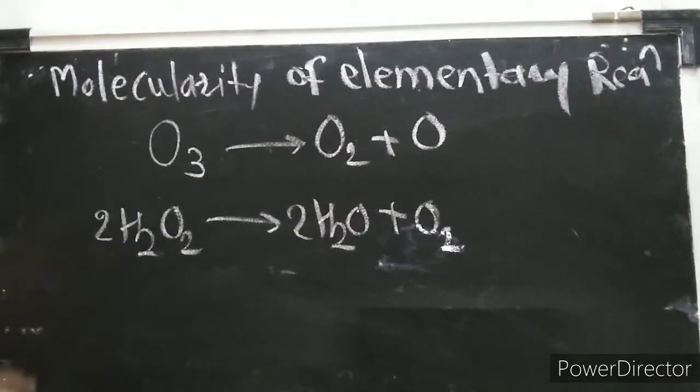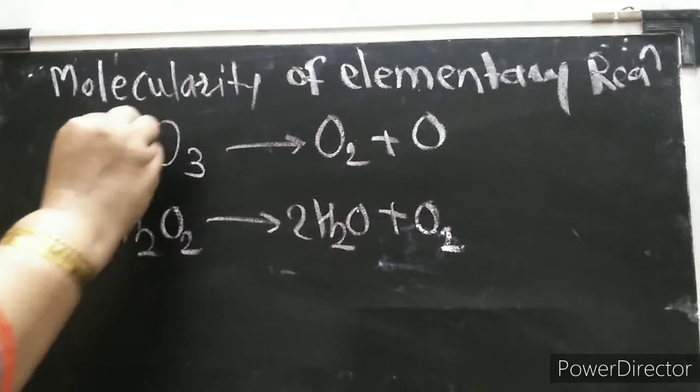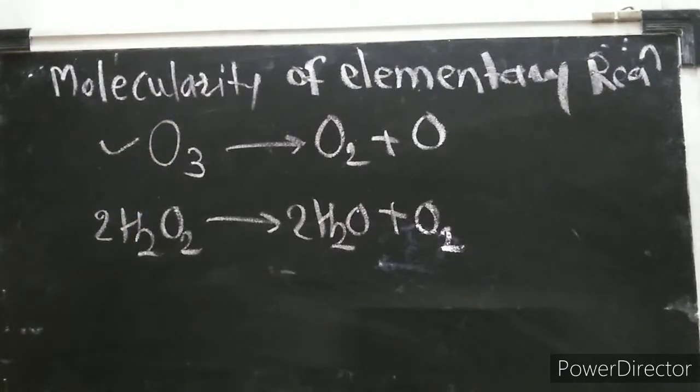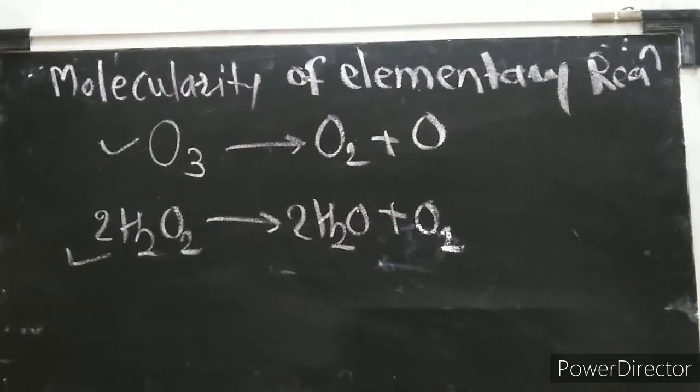But experimentally it is observed that the rate of reaction is proportional to the first power of H2O2. So the order is 1, but the molecularity is 2. So this reaction is called a unimolecular reaction containing one molecule. This reaction is called a bimolecular reaction because the molecularity is 2.